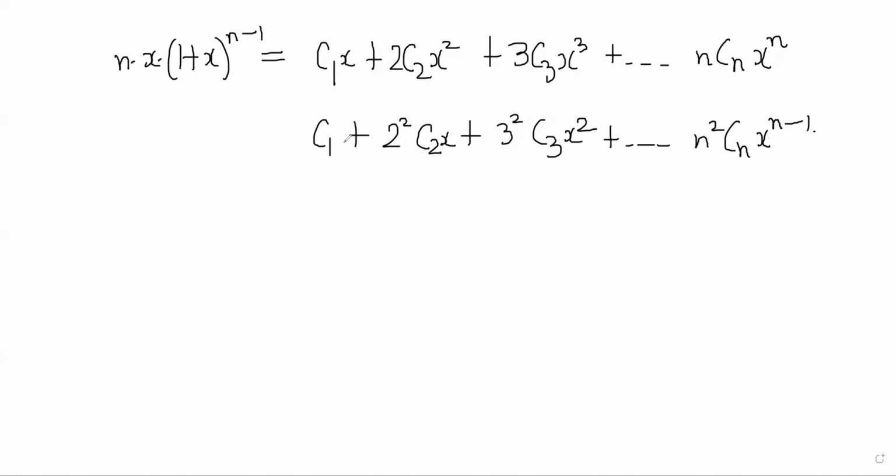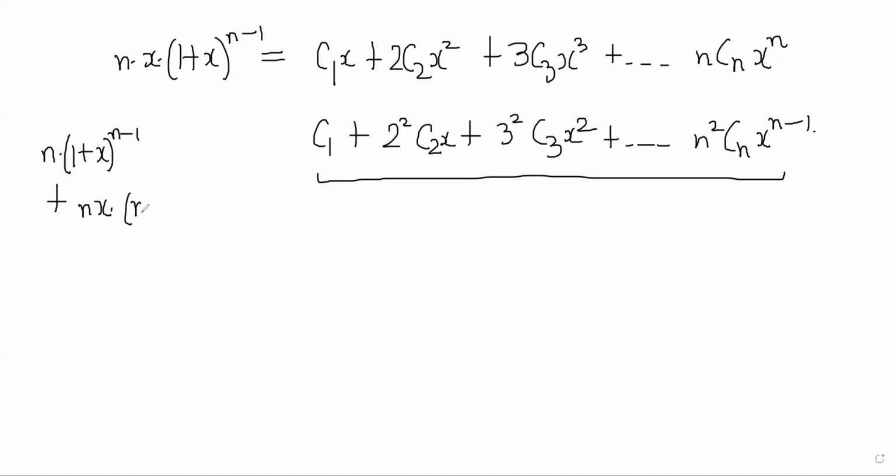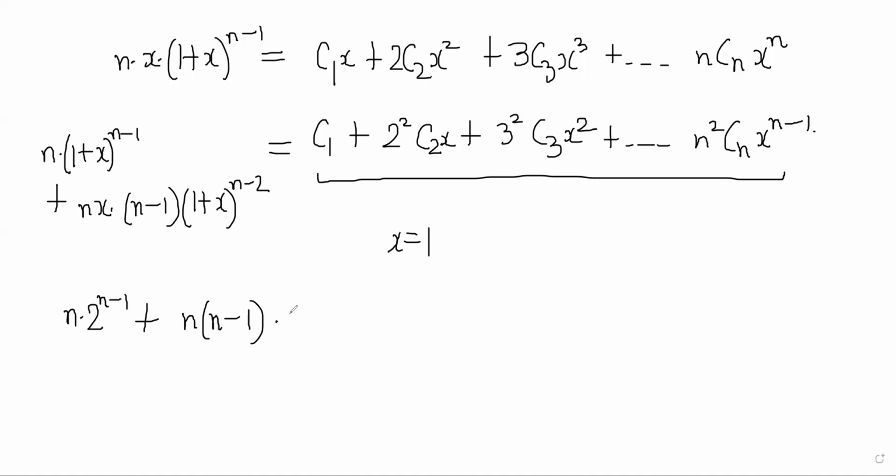So you take the series, differentiate it once, then multiply by x, then differentiate it once more, and you end up with this situation. So left hand side here I have to differentiate, it will become n into 1 plus x power n minus 1 plus nx into n minus 1 into 1 plus x power n minus 2. That is equal to this. And when you put x is equal to 1 on both sides, you'll get n into 2 power n minus 1 plus n into n minus 1 into 2 power n minus 2, right?